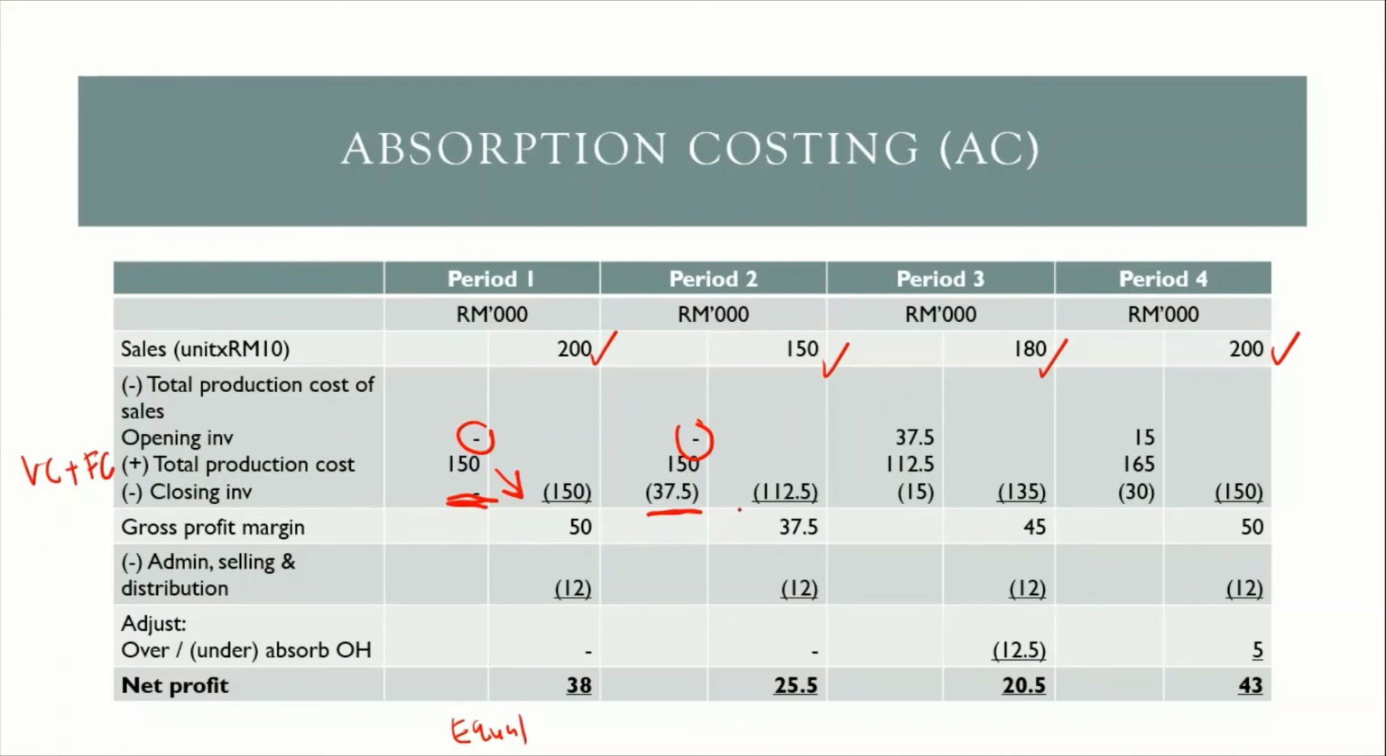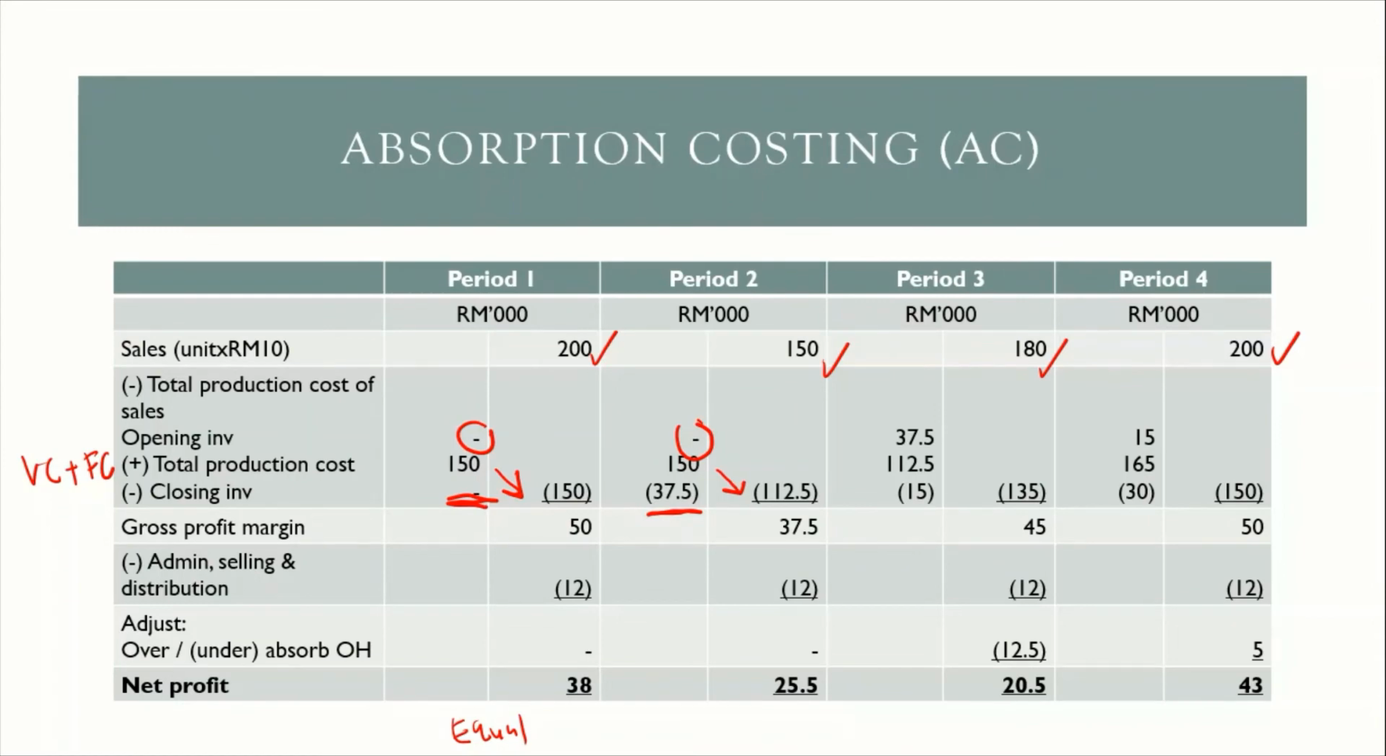Okay, so we have the total from that here, deducting 150 with the amount, the total we gain from the production, and we gain a profit margin of 37.5 thousand. Deducting the non-manufacturing cost, you will gain a net profit of 25.5 thousand. Okay. So this still has no over or under absorbed.